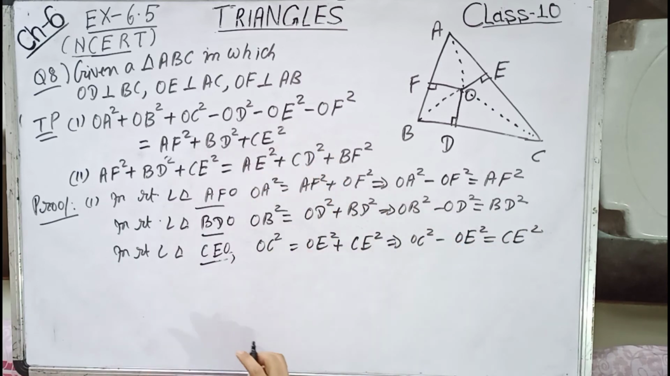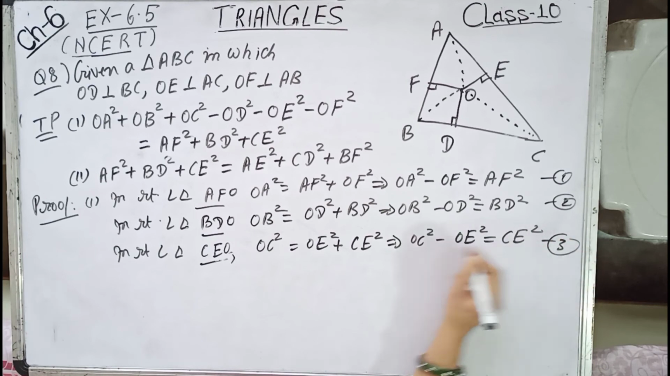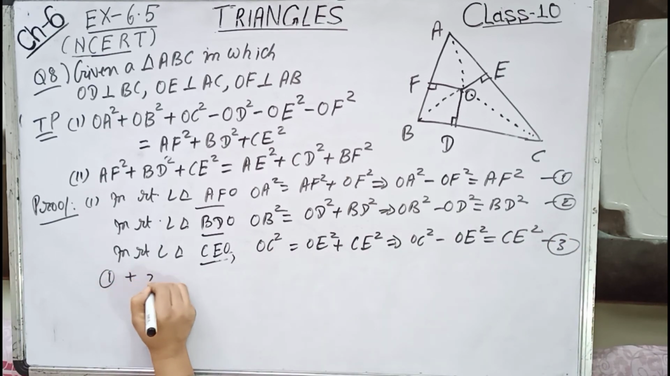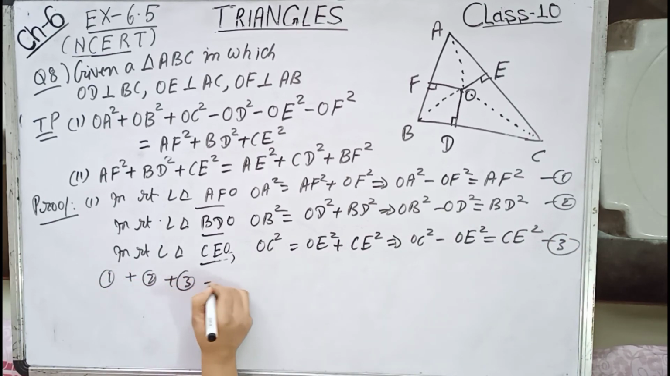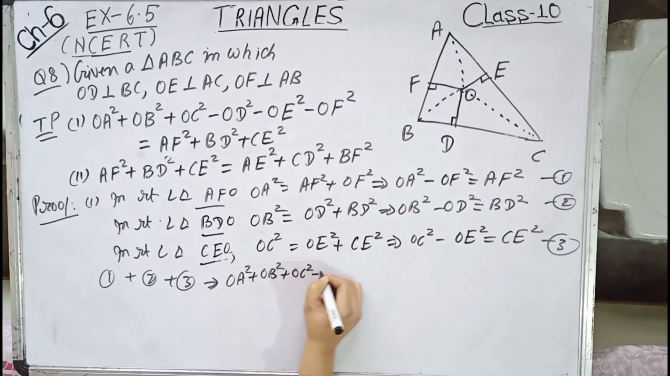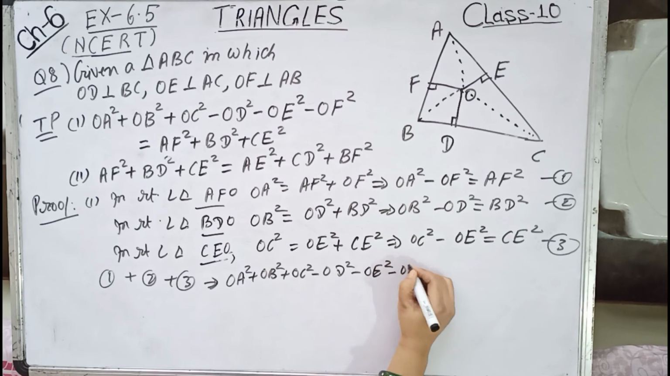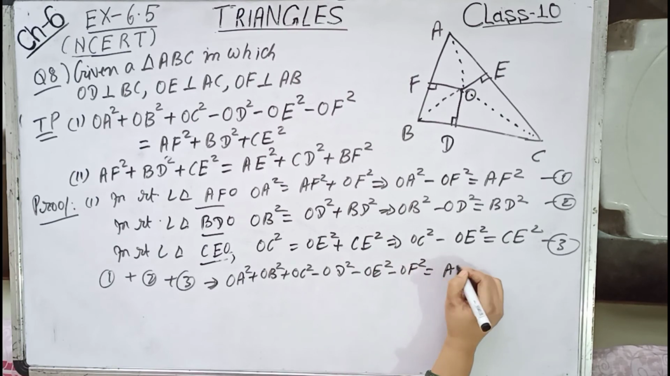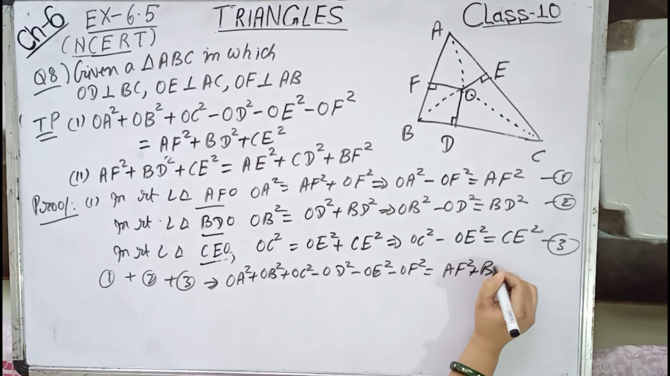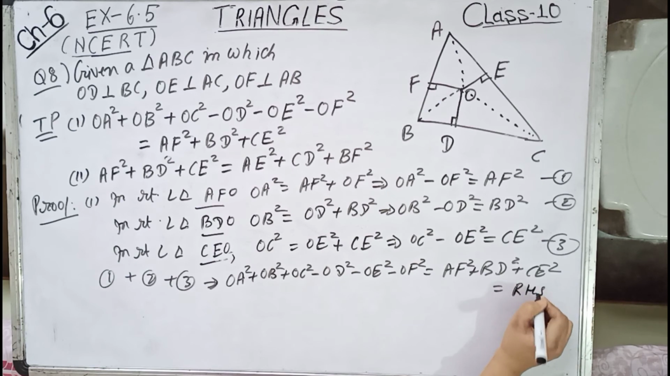Add this, you will get the result. So make it 1, 2 and 3. So 1 plus 2 plus 3 implies OA square plus OB square plus OC square minus OD square minus OE square minus OF square equals to AF square plus BD square plus CE square, equals to RHS, and hence proved.